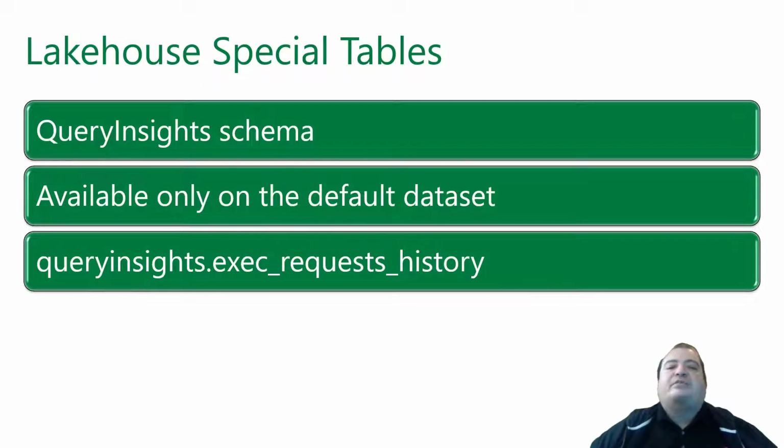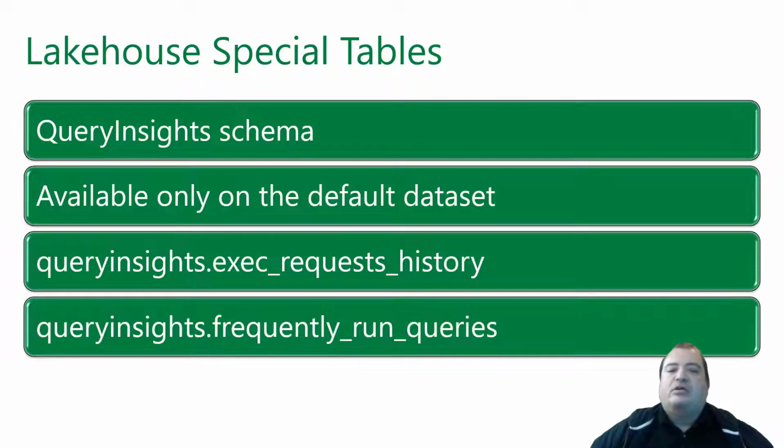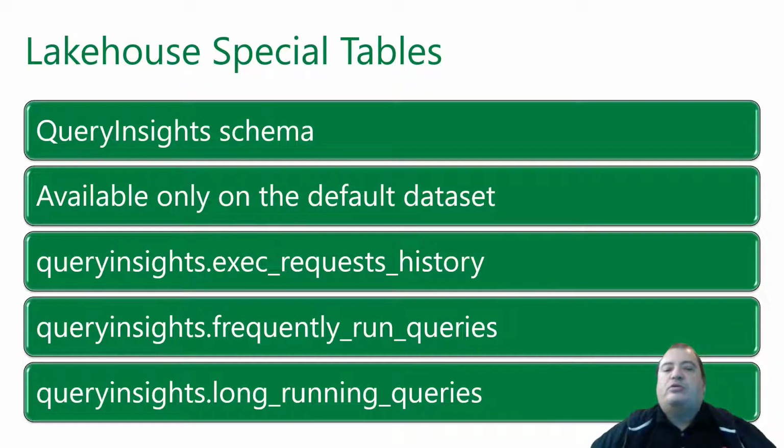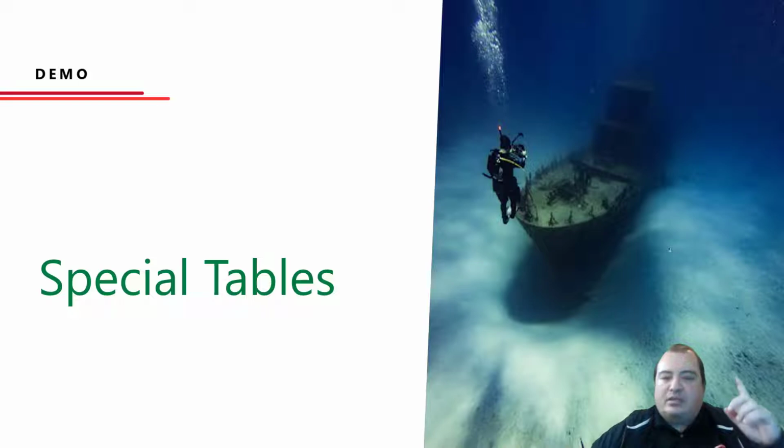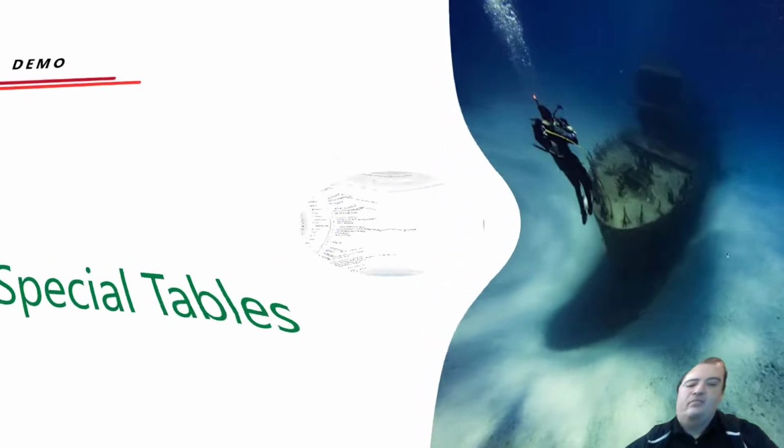Exec request history contains a history of the requests on our Lakehouse. Frequently run queries, which are very frequent, and long-running queries. At this point, you may already be imagining what you can build with the information on these tables. We have a lot of information on these tables. Let's take a look at them.